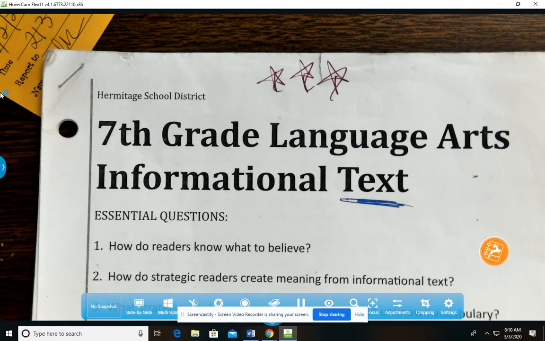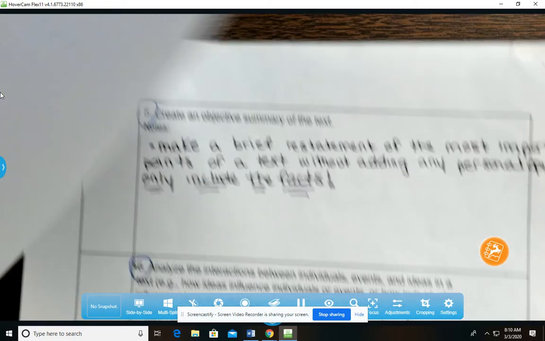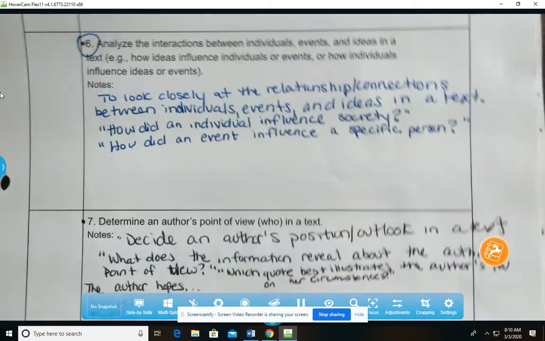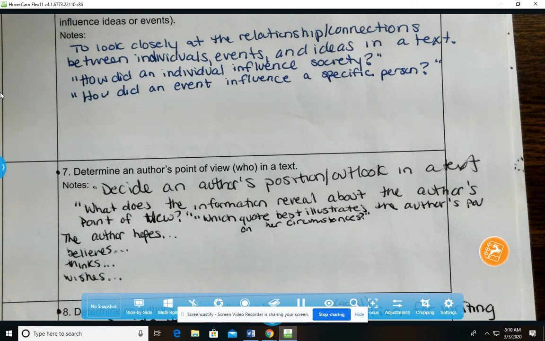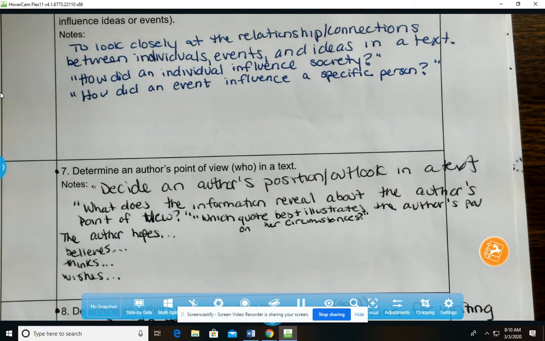This connects in our learning target packet to learning target number 7, to determine the author's perspective or point of view in the text. What is that position or outlook of this author? Perspective is a key part of point of view. This has nothing to do with first, second, or third person.